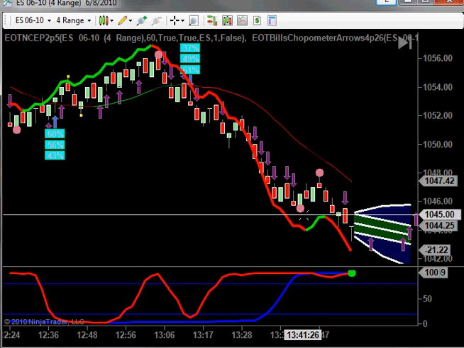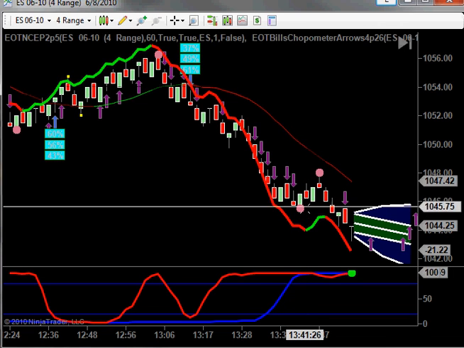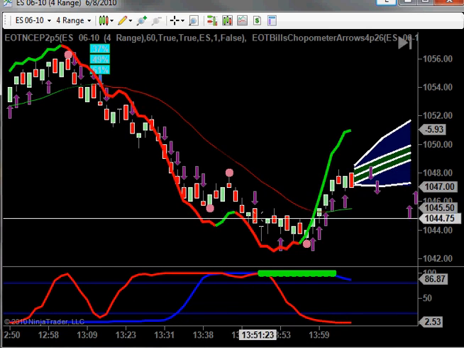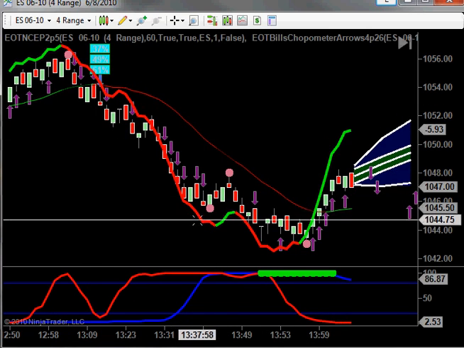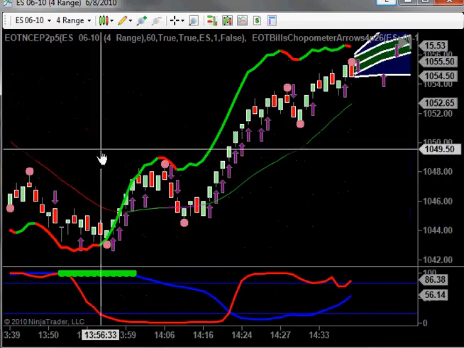I try to be the first one out when it pushes down, but that doesn't always happen. But when these come together, I'm out. You would have made some money here, left some on the table, but hey, from here to here, that's a good 5 points. I'm good with that. So those were the trades today. Very easy, very simple. There's some more trades.